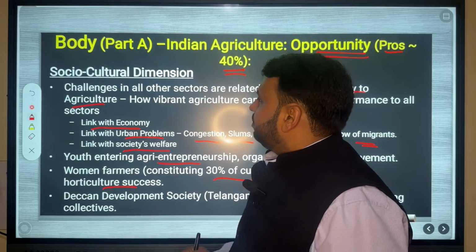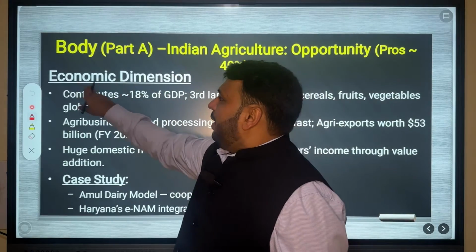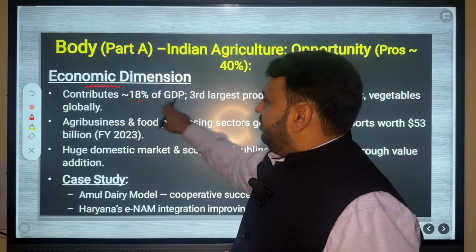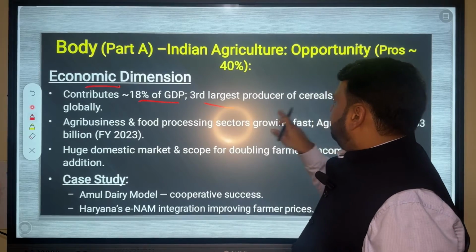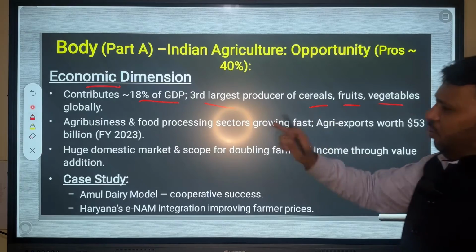Okay, next. So coming to the economic part, agriculture contributes 18% of GDP. We are the third largest producer of cereals, fruits, and vegetables globally.